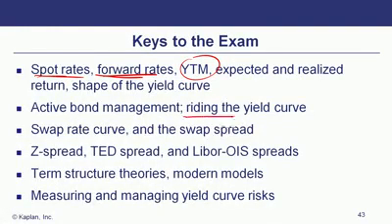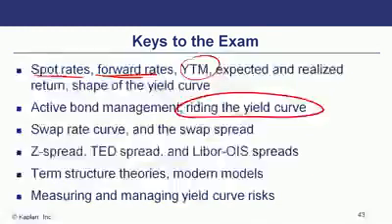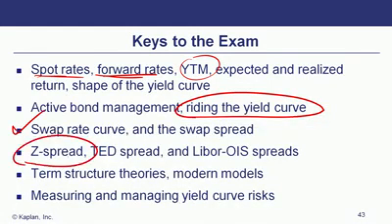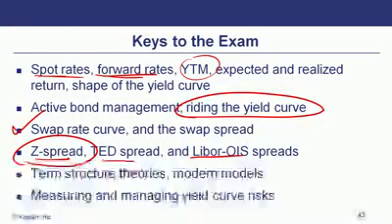Active bond management is the idea of riding the yield curve. Do you understand why that works and what violation of pure expectations has to occur for it to work? Interest rates can't evolve like we see in the forward rate curve. The swap rate curve and the swap spread are something you want to have a handle on. I think the Z spread is going to be really important. The TED spread and the LIBOR-OIS spreads are also worth knowing about. We're going to companion the Z spread with other material in future readings that will make it seem a lot more important than the TED spread.